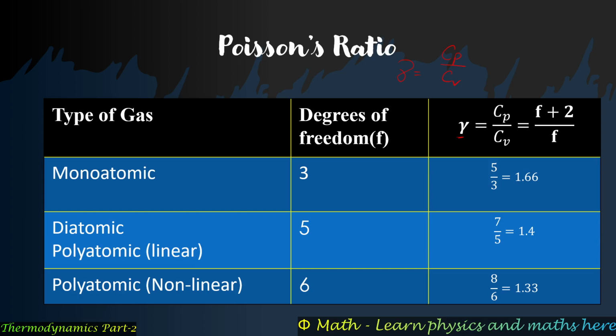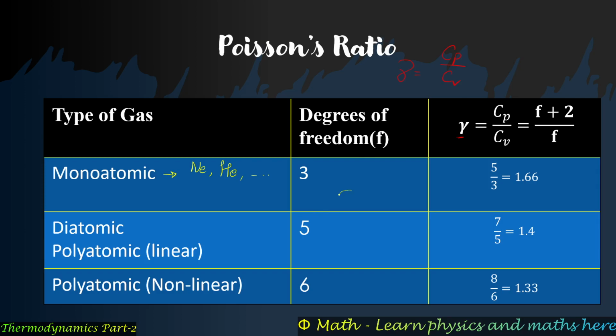As you can see, here is a table for monoatomic gases, diatomic gases and polyatomic gases. The monoatomic gases include gases like neon, helium, etc. These types of gases have 3 degrees of freedom. So what do we mean by degree of freedom here?